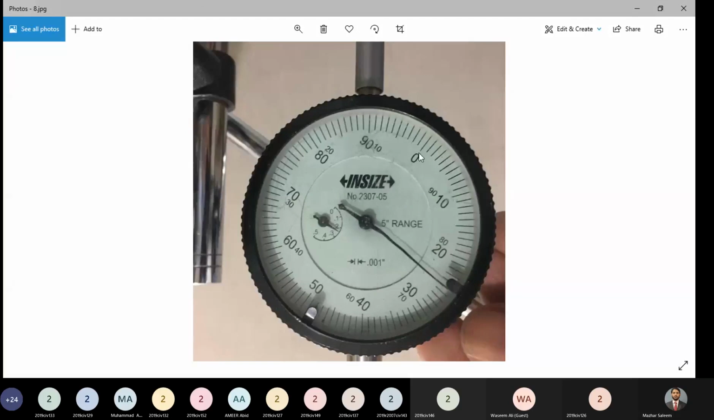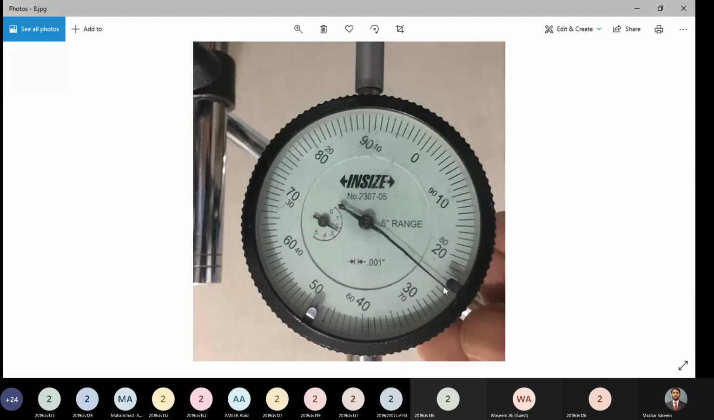But if for a given measurement the needle is moving in counterclockwise direction, then you will read it like this. 10 will be in this direction, 10, 20, 30, 40, 50, 60, 70, and 80. So the same location of the needle can give you two different values considering the direction of rotation. If it is rotating in clockwise direction, the current reading is 25. If it is rotating in counterclockwise direction, the current reading is 75.